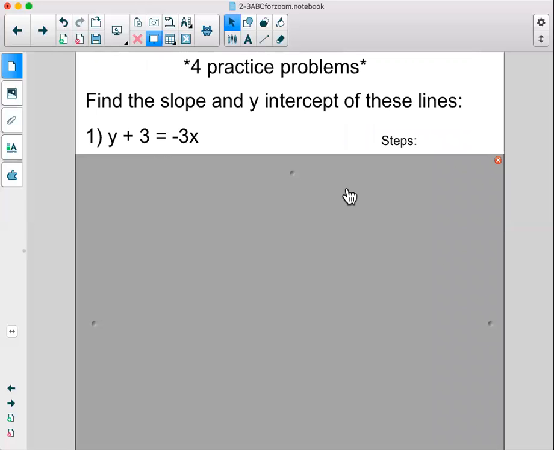So now there are 4 practice problems. You can pause the video, practice those same steps, and then press play for the solution 4 times to make sure you've got it down.